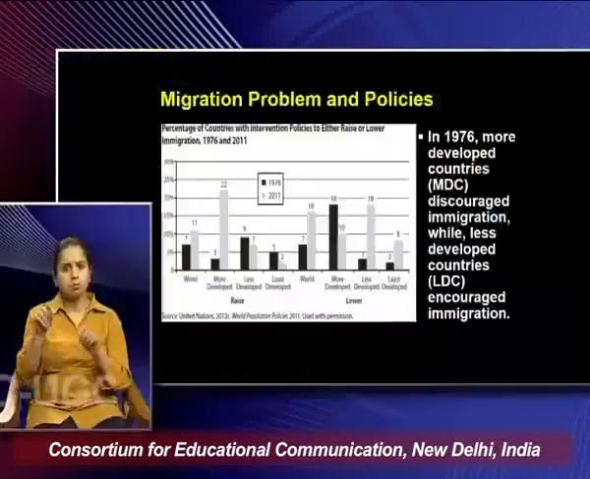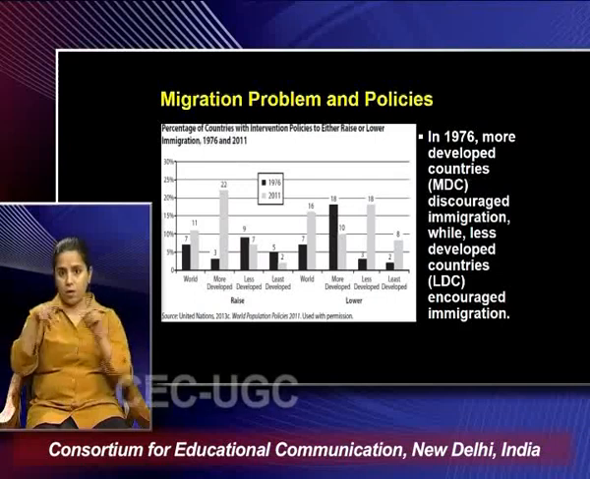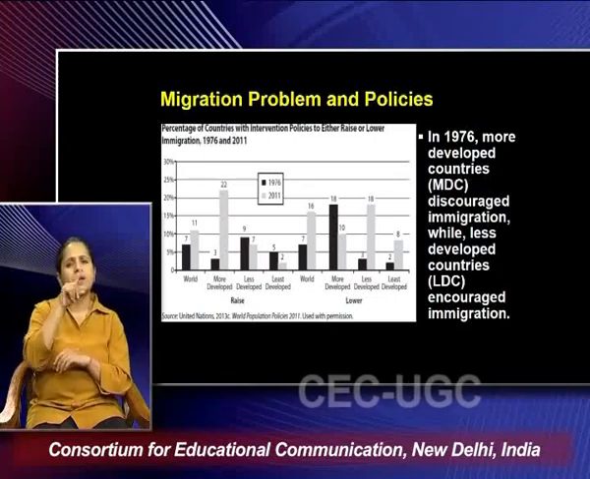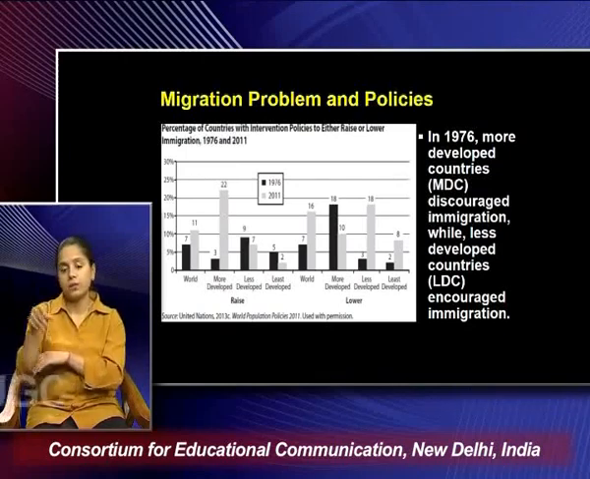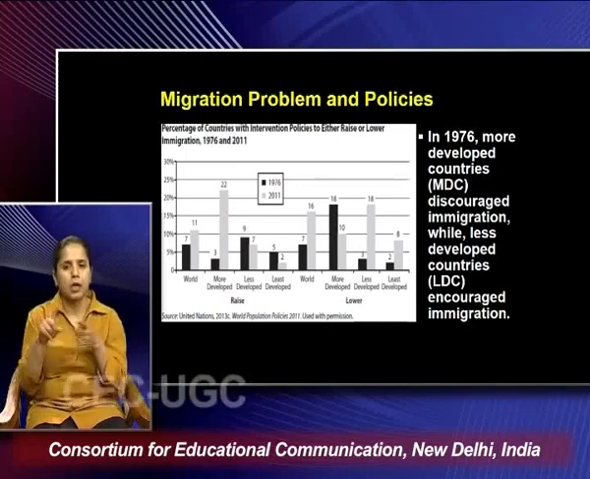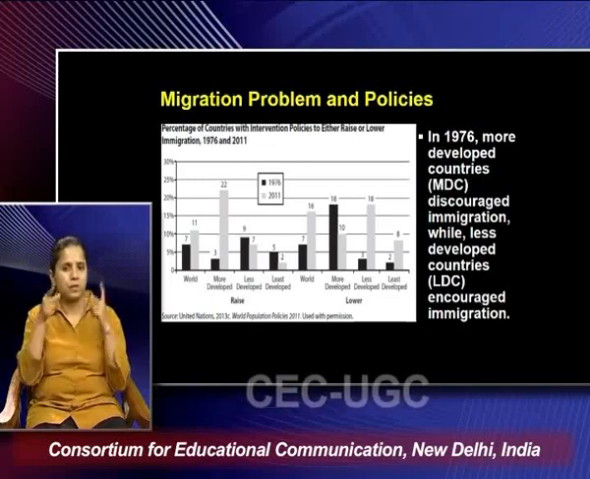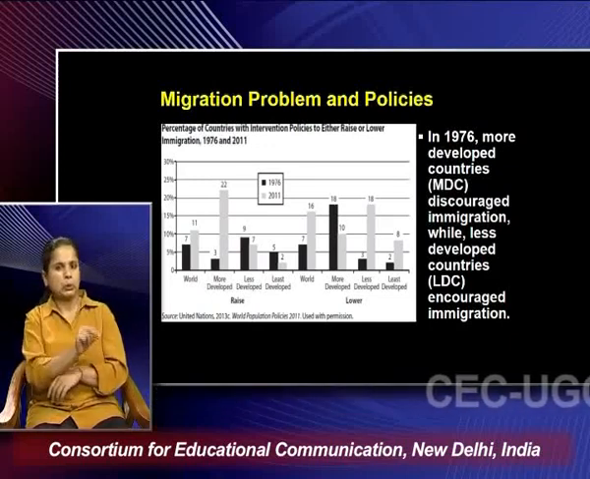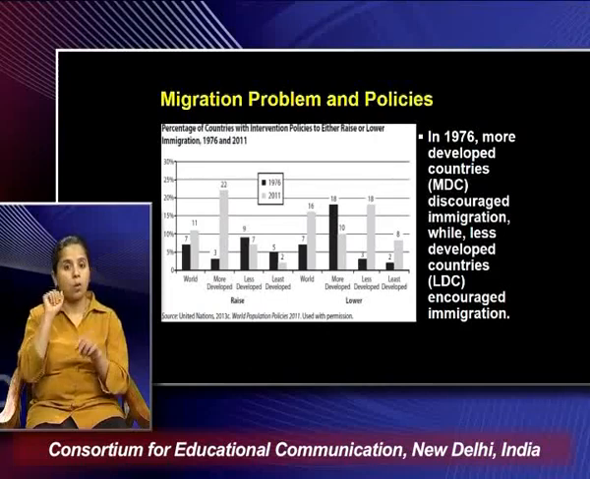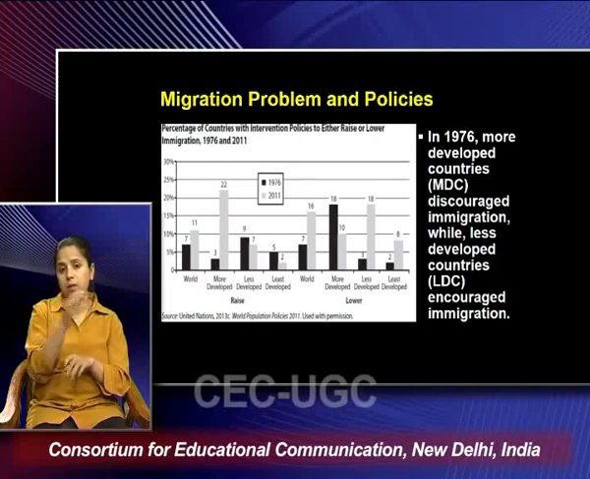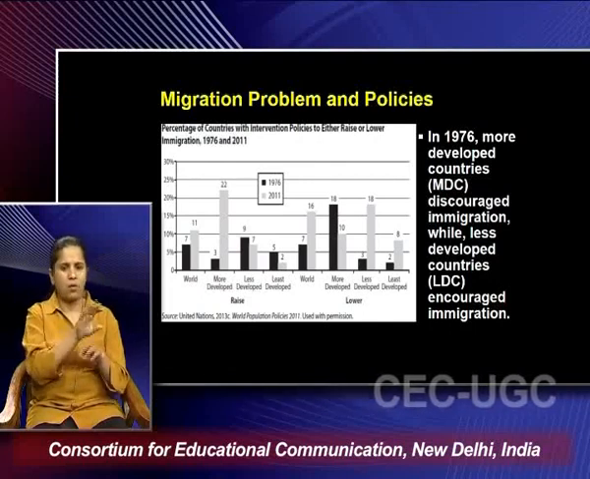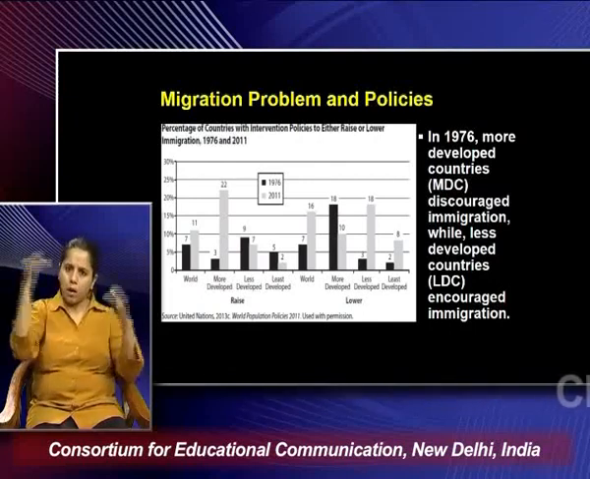Now this is an important slide. If you look at this slide, in the early 1970s, most of the developed countries in the West, from the Americas, Europe, etc., discouraged international immigration in their borders, while during the same time, in the 1970s, less developed countries were encouraging immigration. Immigration means they were welcoming foreigners to come and work for them.